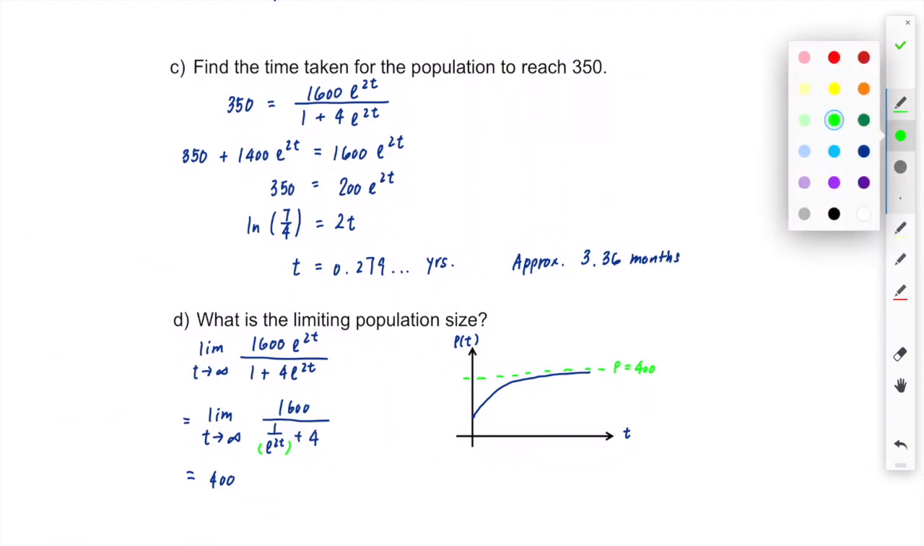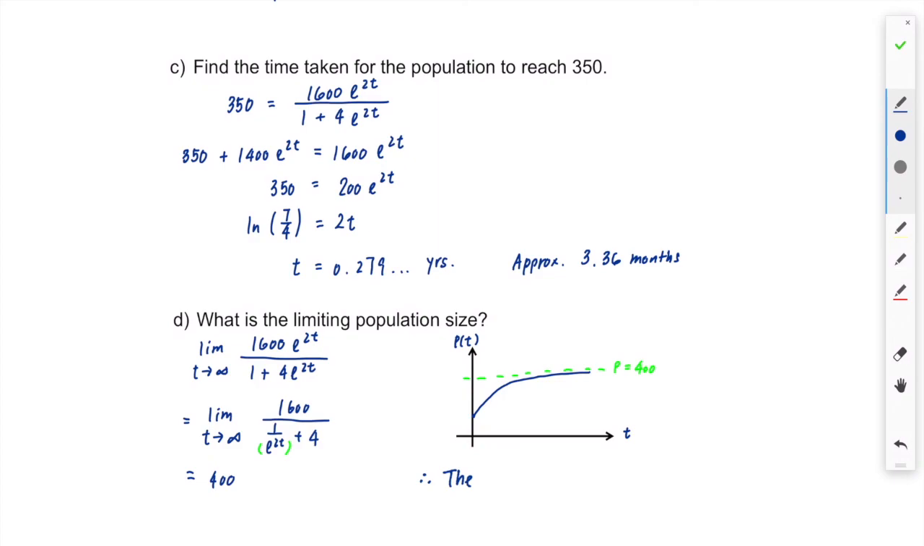Okay, so let's write down the conclusion. Therefore, the limiting population size is 400. All right.